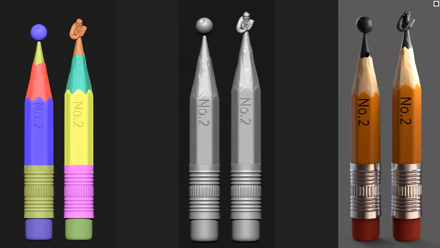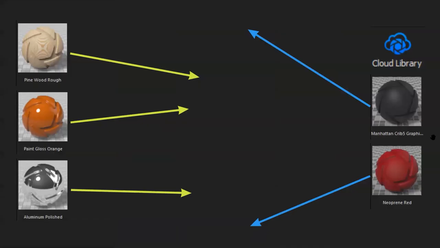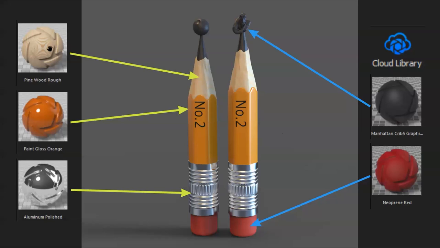So again, modeling a pencil, super easy. It's just another live stream that we did. And then plop a little model on the top there. And again, just hop into the KeyShot Cloud Library, a little bit of pine wood, a little bit of glossy paint, a little bit of aluminum. Super lazy. I didn't want to go through and be like, what does graphite look like? And I've got to do research and reference. I was like, well, let me look. And lo and behold, Cloud Library saved my butt there. Graphite, drag and drop, done. Red rubber, good to go.